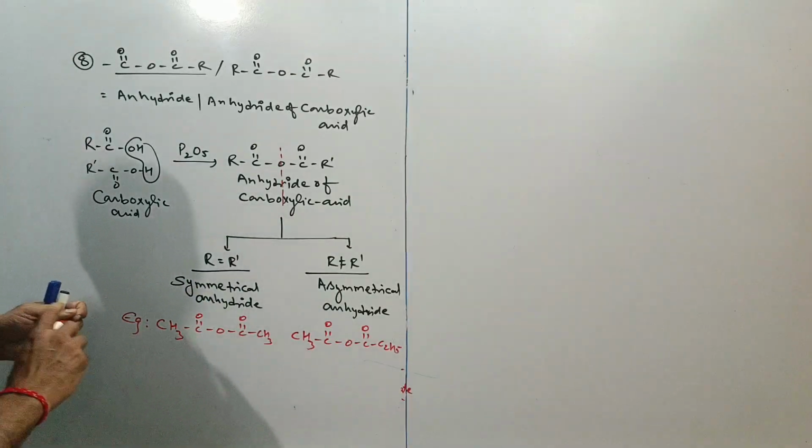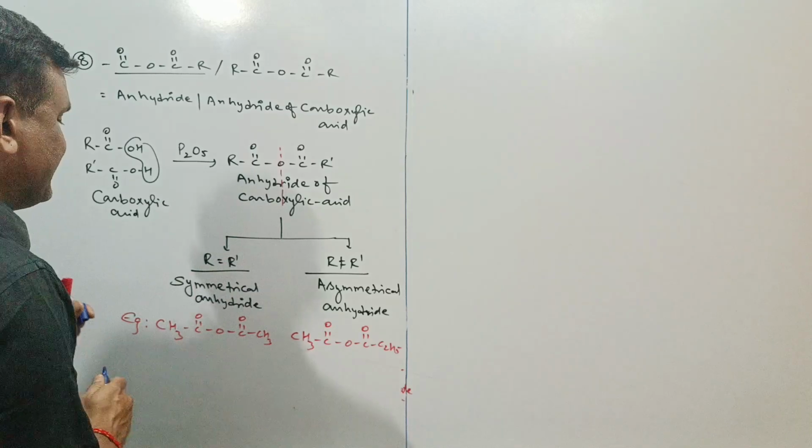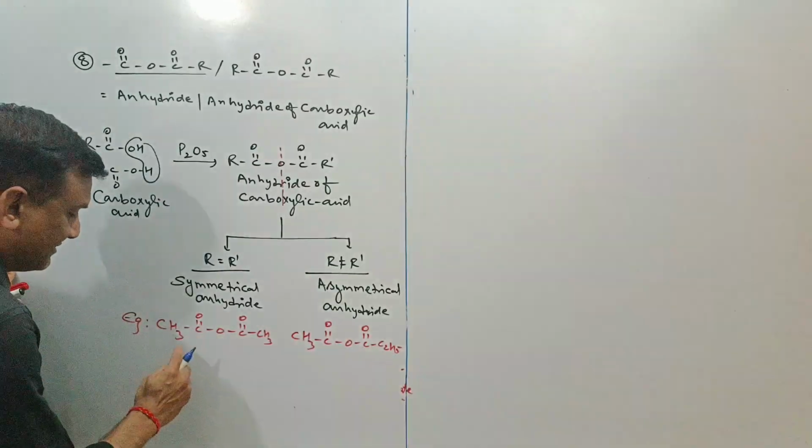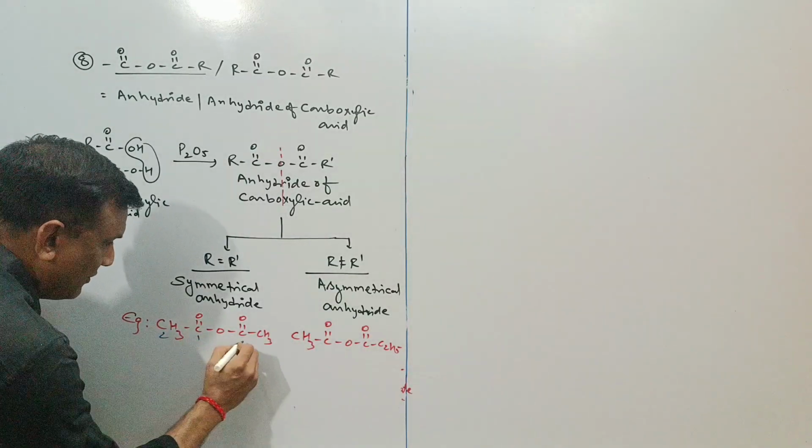Now, if we go with the nomenclature, for the symmetrical anhydride, you can take any segment, either left 1, 2 or right 1, 2.